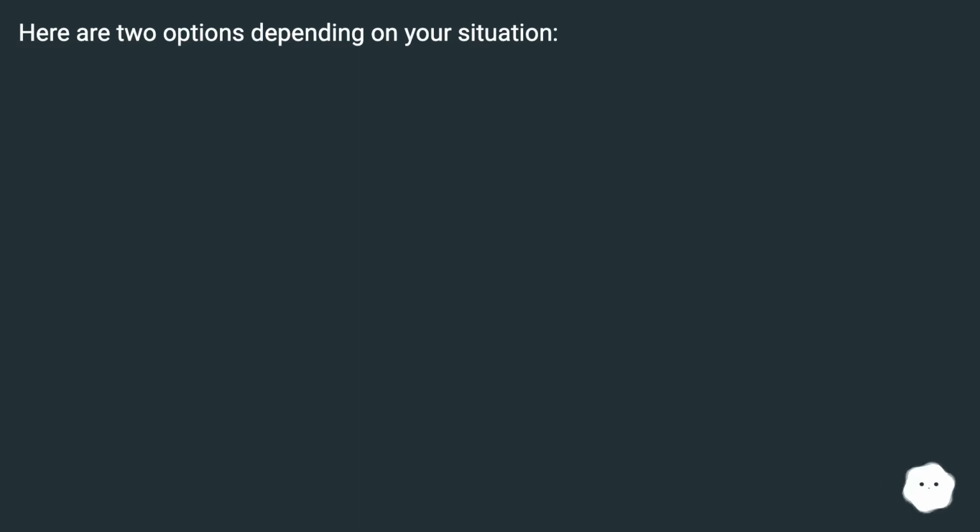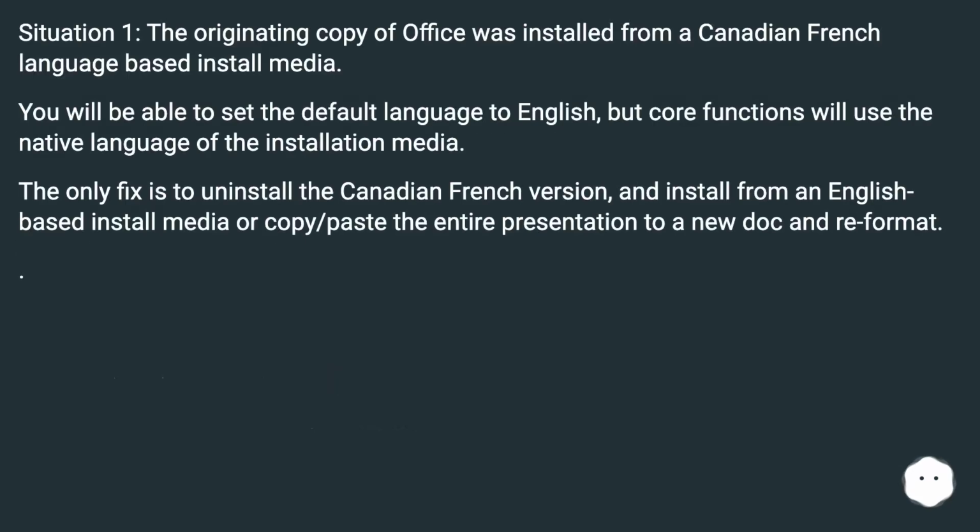Here are two options depending on your situation. Situation 1. The originating copy of Office was installed from a Canadian French language-based install media. You will be able to set the default language to English, but core functions will use the native language of the installation media. The only fix is to uninstall the Canadian French version and install from an English-based install media, or copy-paste the entire presentation to a new doc and reformat.